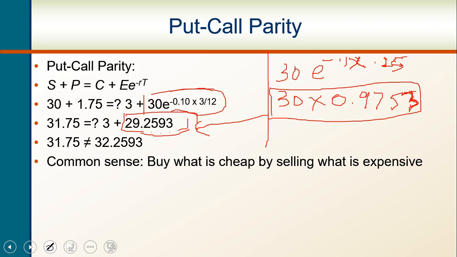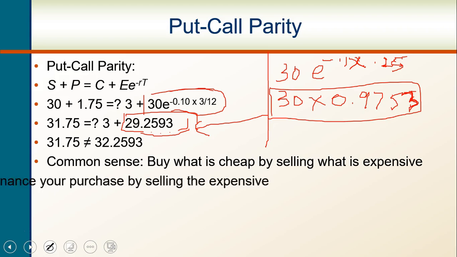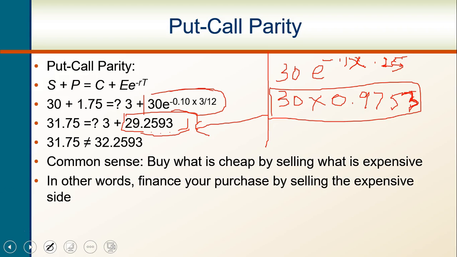And therefore our common sense tells us that we want to buy whatever is cheap by selling whatever is expensive. In other words, we can finance our purchase by selling the expensive side. So let's see how we can accomplish that. So we want to finance our purchase by first of all getting some money by selling the expensive side.